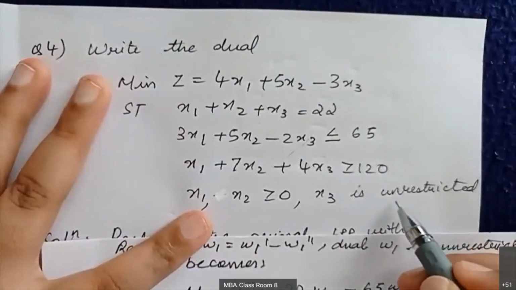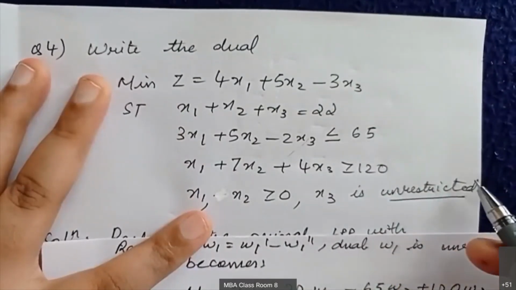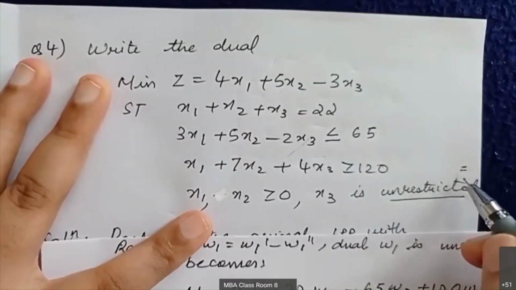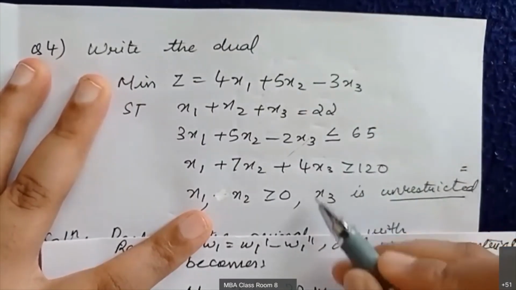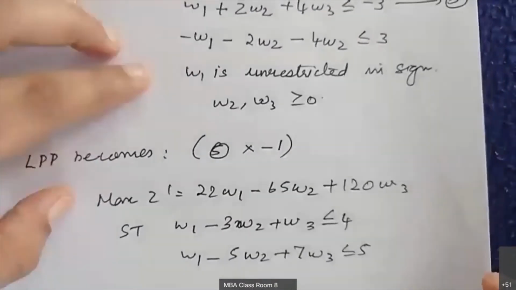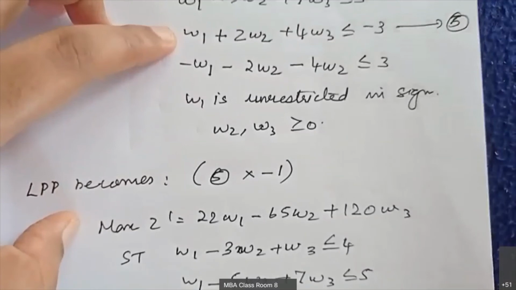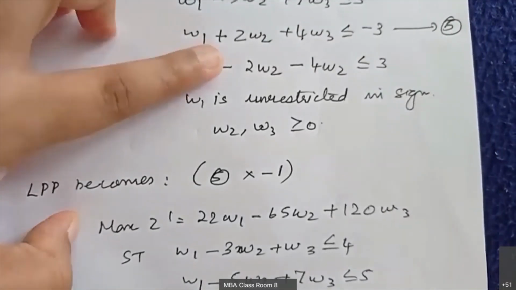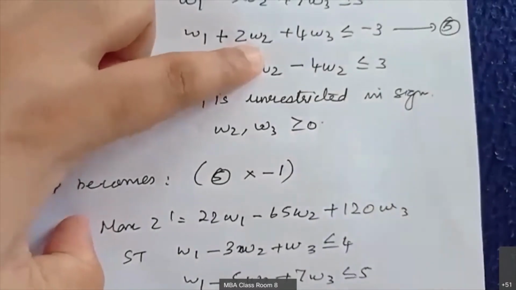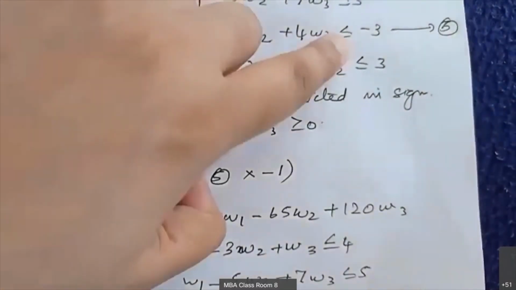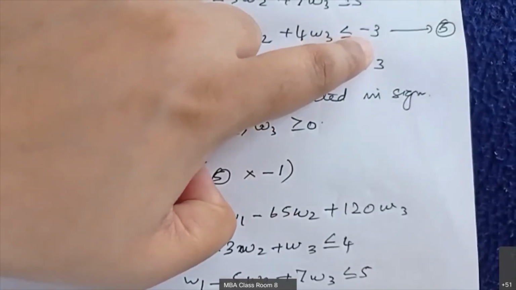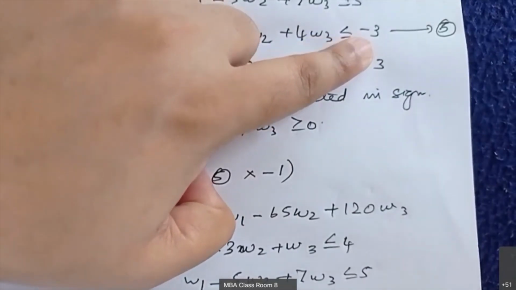Here you have unrestricted, so in the dual you will have equal to. Equal to for which one? The third constraint, because here the third variable is unrestricted. Hope you got it clear now. So over here I'm going to multiply the third constraint with -1. So I have minus W1 minus 2W2 minus 4W3. The sign will reverse: it is greater than or equal to -3 into -1, it will become 3.